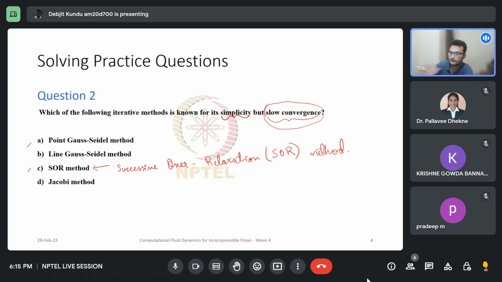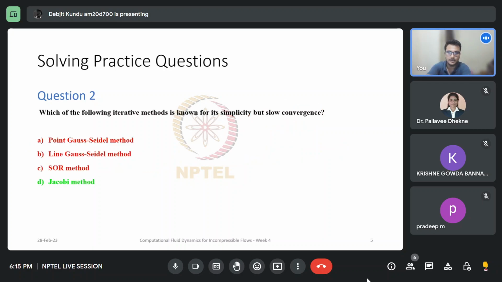Okay, so let's have a look at the solution. The answer is option D, Jacobi method. So those of you who picked these other options, option A or C, or even if you think B would be the correct answer, these would have been wrong because these are all methods which give a faster solution than this Jacobi method. But the real advantage of Jacobi method was its simplicity.